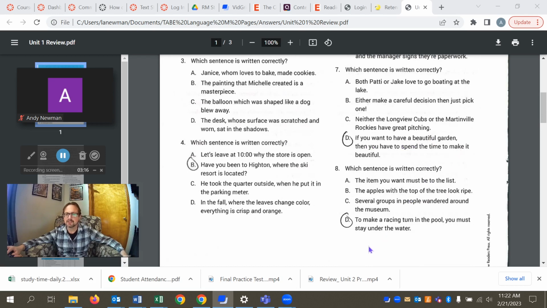Okay, in 8, our correct sentence is D. This is kind of similar to 7, except we have an introductory phrase instead of an introductory clause. To make a racing turn in the pool, and a comma after our introductory phrase, and then the subject of the sentence, you must stay under the water.